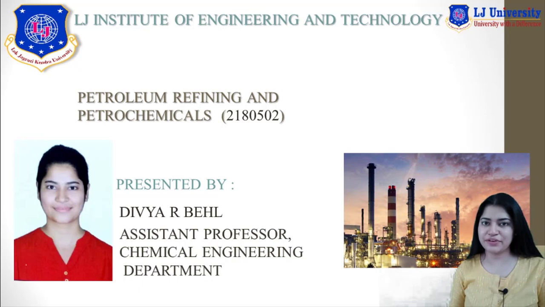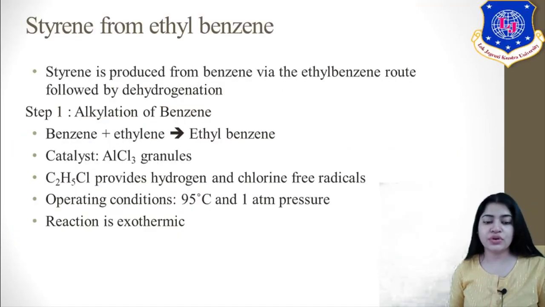The subject that we are going to continue is petroleum refining and petrochemicals. In this lecture we will study styrene. This is a part of your C2 petrochemicals. In the last lecture we studied various petrochemicals obtained from C1 petrochemicals, where the main precursor is methanol. Similarly, here we will study C2 petrochemicals, and styrene is one of the important petrochemicals.